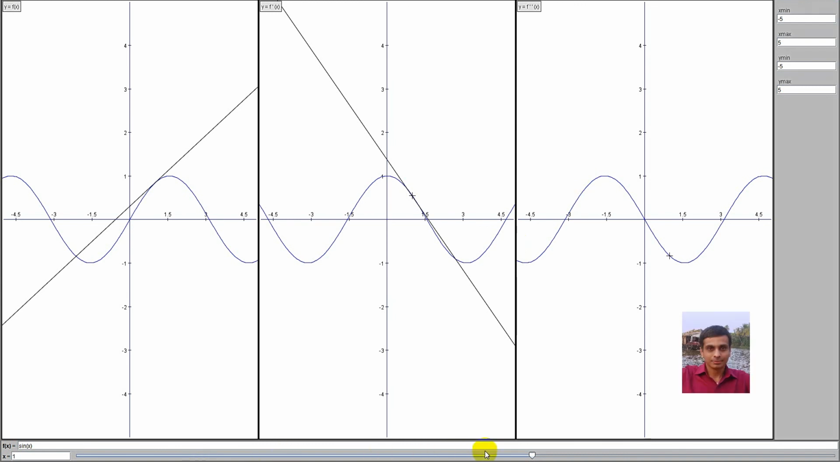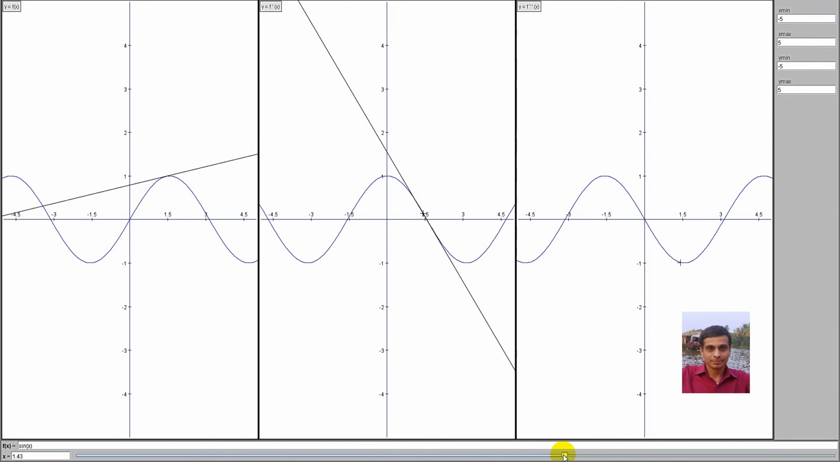What happens when a function has a maximum value? Let us see. I try to draw a tangent. So you can observe that when the function has a maximum value at this point, the first derivative is 0 here and the second derivative is negative. This is applicable for all differentiable functions. You can change functions and verify these results.